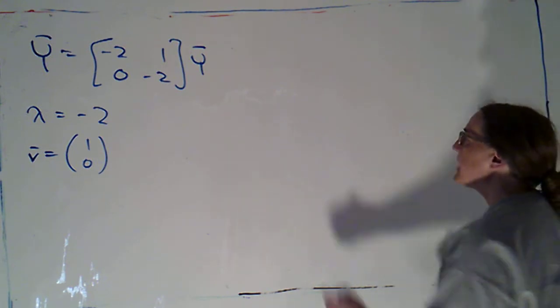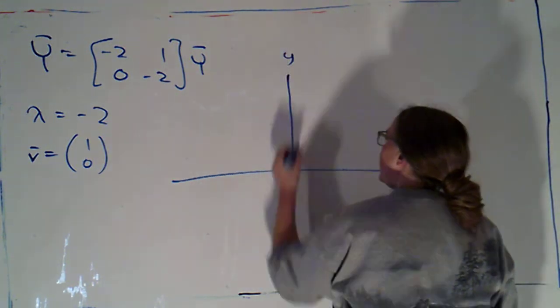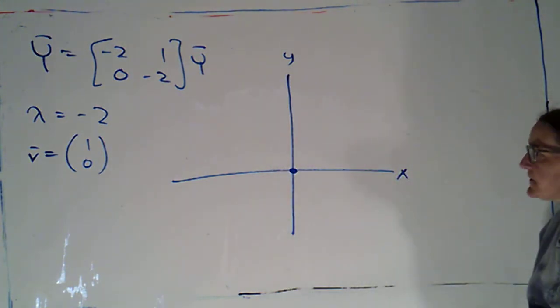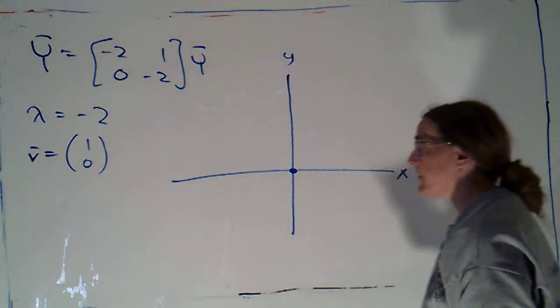So I'm going to say, okay, here's my phase plane. Here's x and y. I know I've got my equilibrium solution. Now I also know that I'm going to have some straight line solutions. So I'm going to go ahead and draw those.